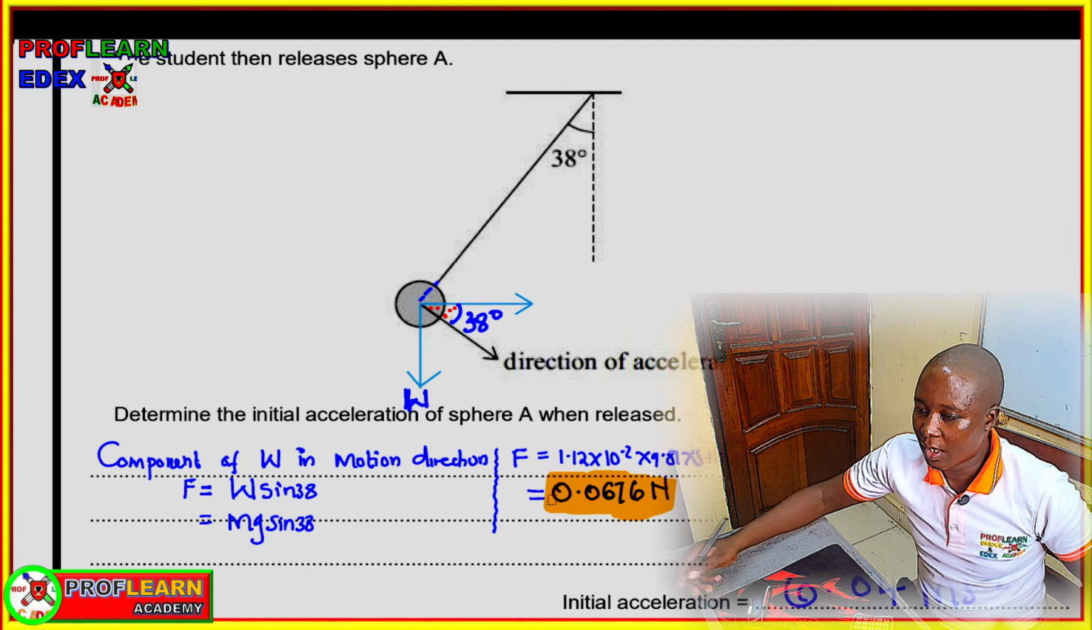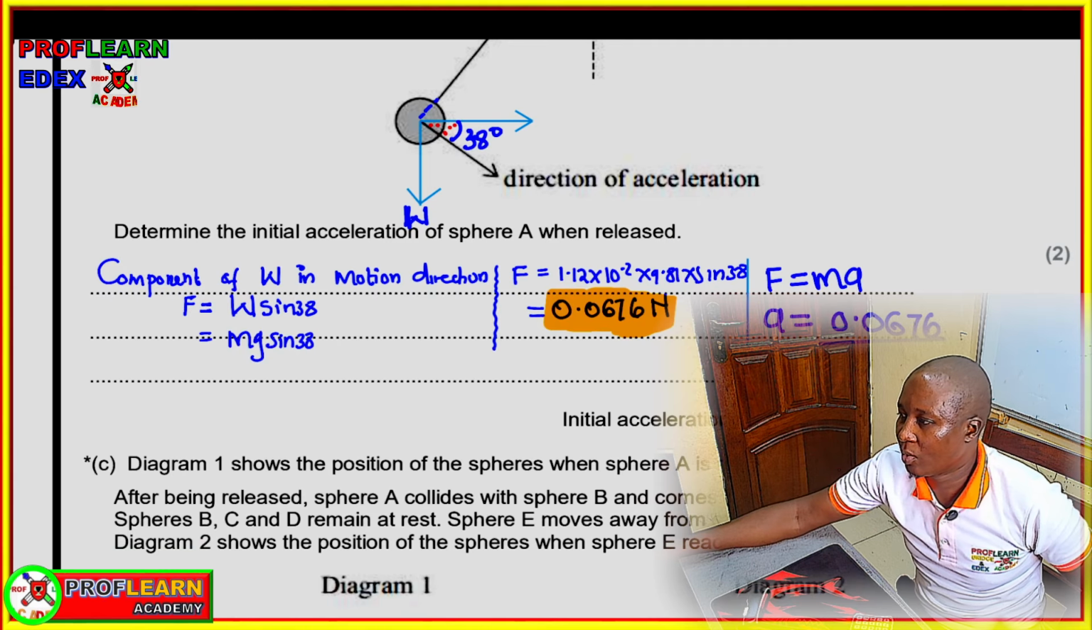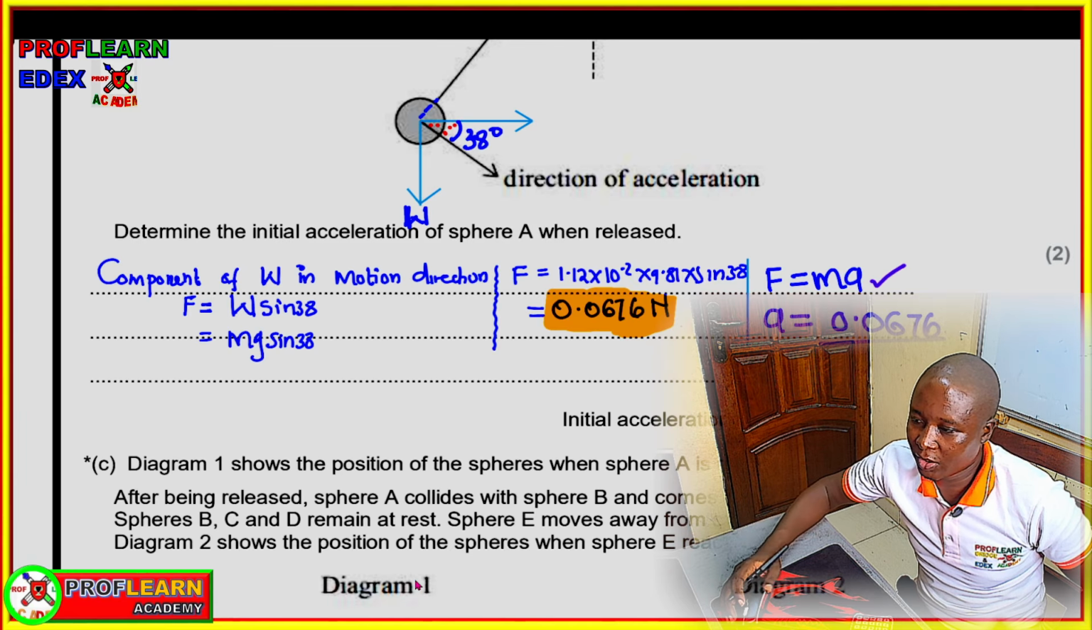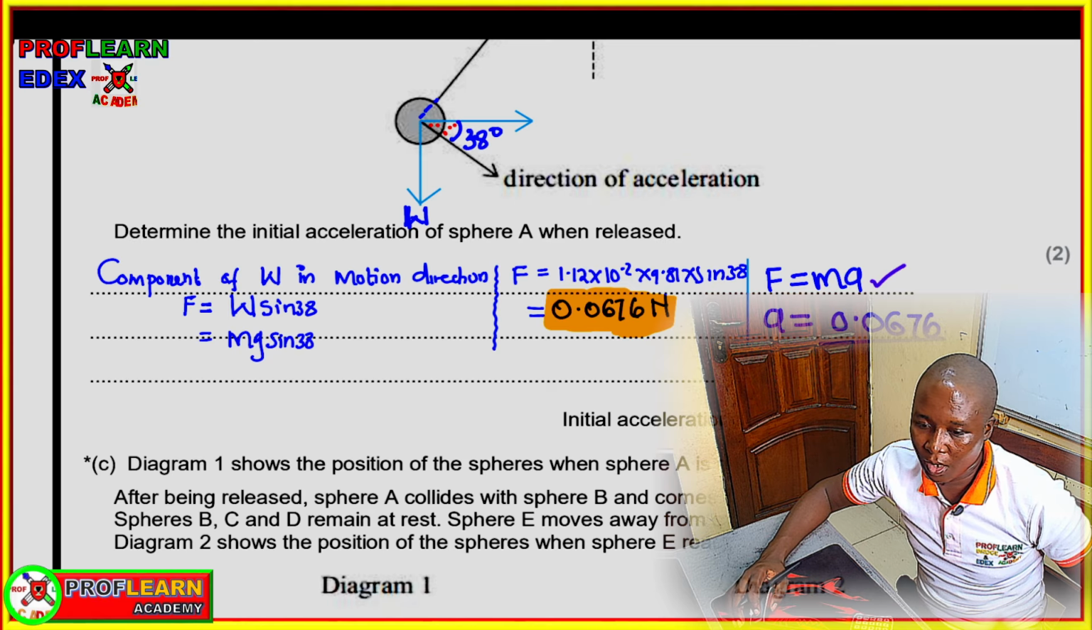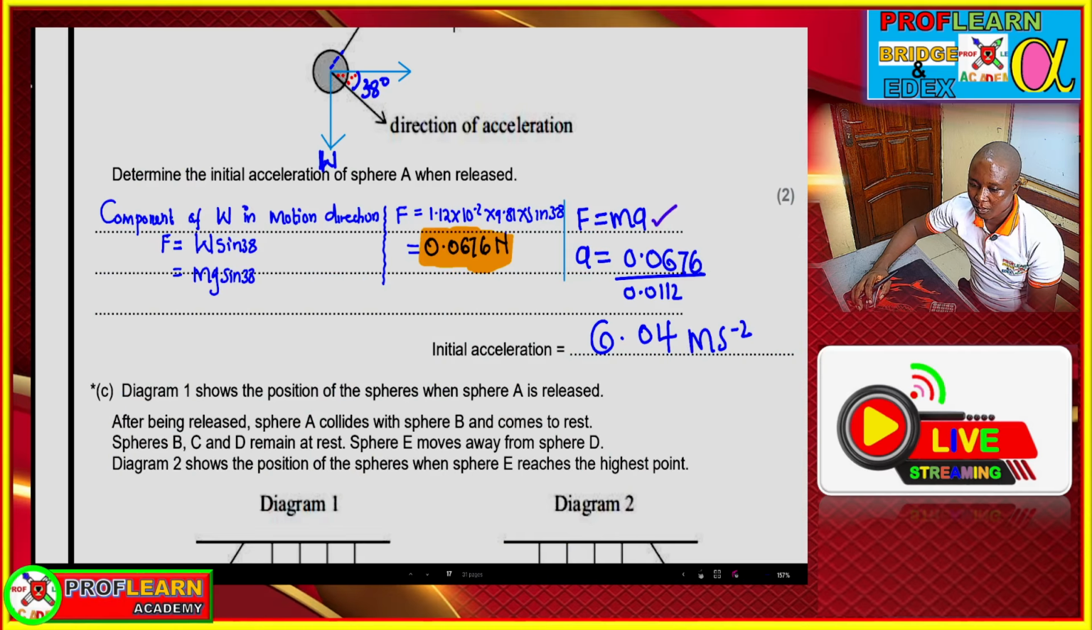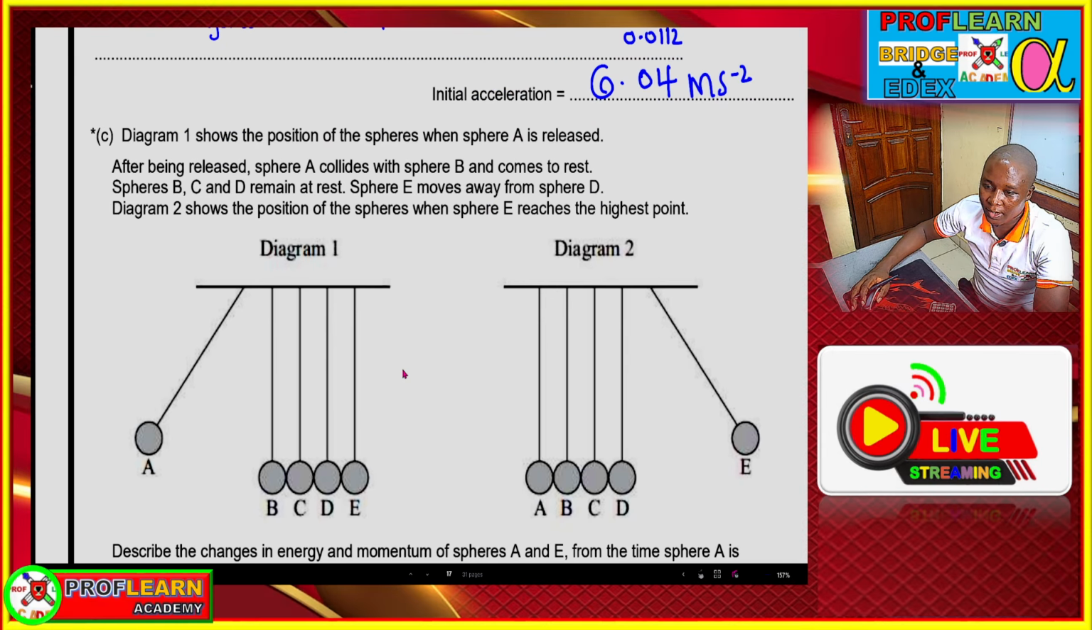0.0676 newtons. And then once you have gotten that, you can now apply the concept of force equals mass times acceleration to get that particular value, acceleration, to be 6.04 times 10 meters per second squared. Going ahead now to the next part, you'll be seeing questions like this with stars.